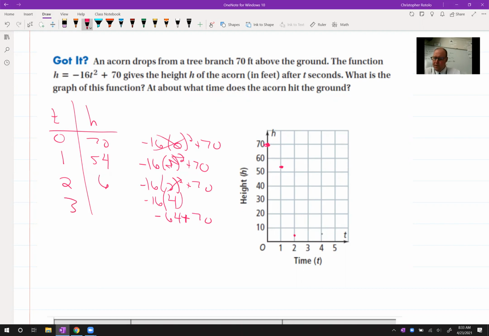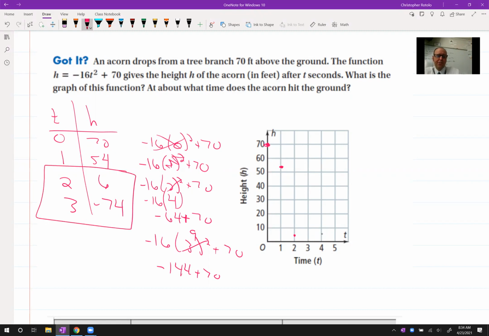So we could plug in 3, right? Let's do 3 squared. That's 9 times 16. Okay, so we get negative 16, 3 squared plus 70. So this is going to be 9. So I get negative 144 plus 70. That's negative 74 feet. So the height is negative. So at this point, the acorn has gone into the ground, 74 feet into the ground. I think it's probably just going to bounce, right? But we get the idea that it's going to hit the ground between 2 and 3 seconds, and it's going to be a whole lot closer to that 2 seconds than it is to the 3, just based on what's happening here. Okay, so we got something like this going on.